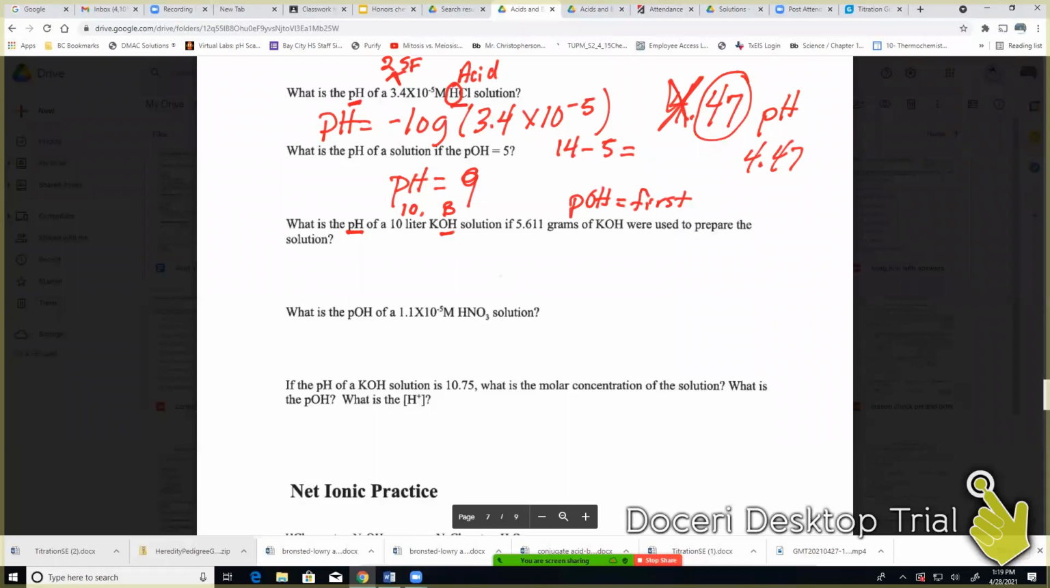So I would use my grams and the molar mass of potassium hydroxide to convert to moles first. So the molar mass of potassium hydroxide is 56.11 grams per 1 mole. So at this point, I have 4 sig figs, although that'll change eventually. But right now, because of that, 4 sig figs, so 0.1000 moles. And my formula for big M is moles per liter. So I take that and I divide it by how many liters I had, which was 10.